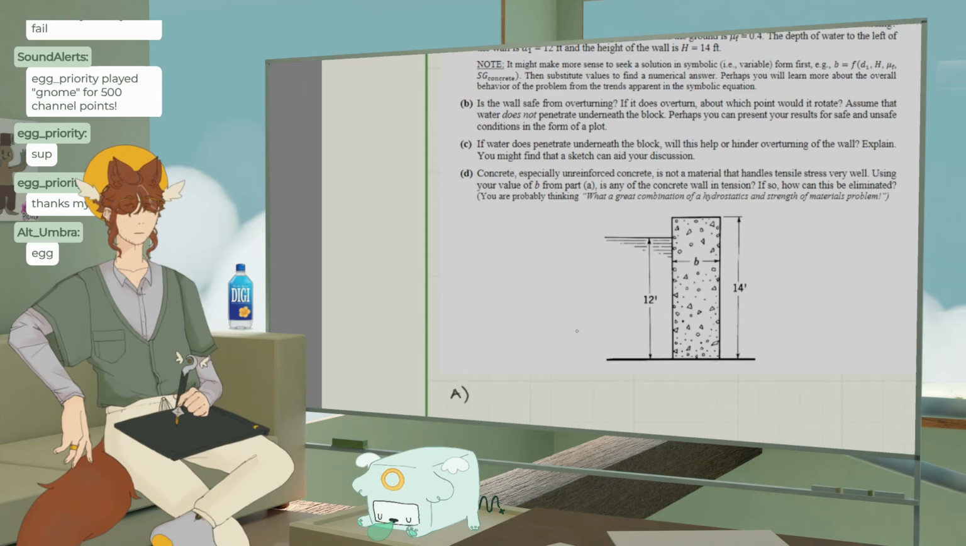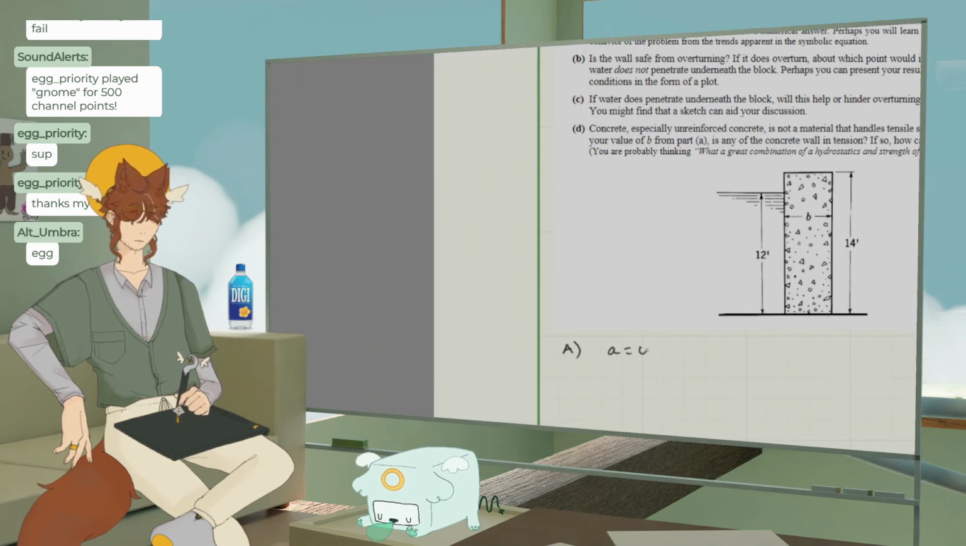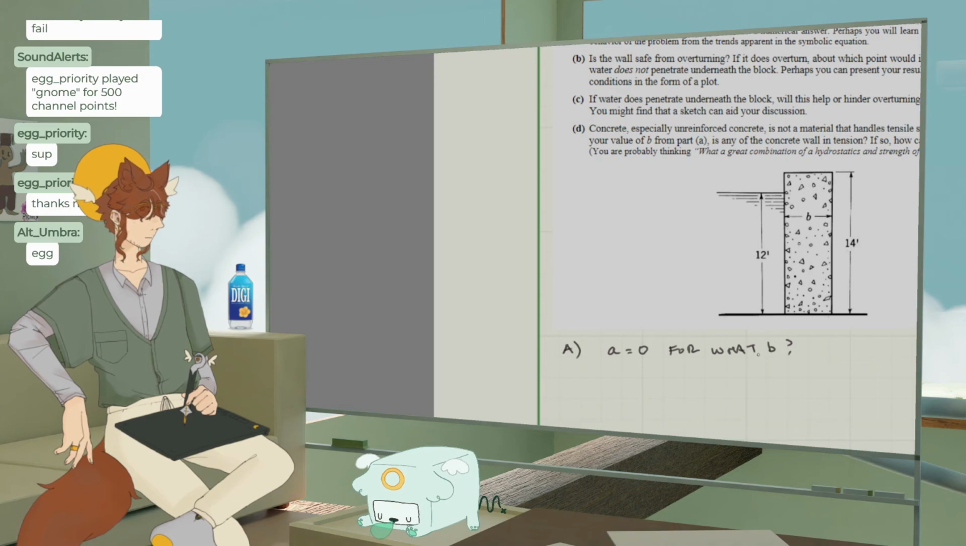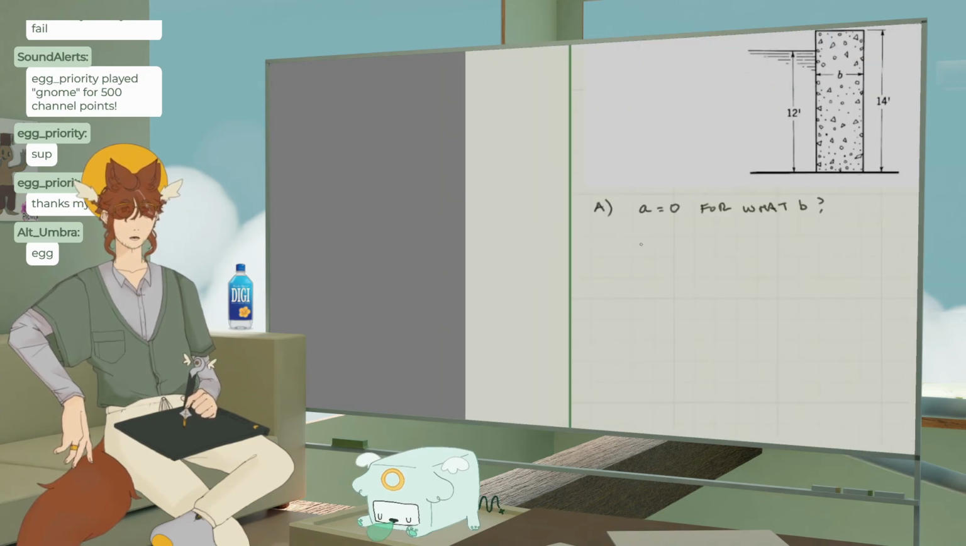Okay, to keep the wall from sliding. So it's not affixed to the ground, so it's a dynamics problem, and we're trying to say when is acceleration 0. So a equals 0 for what B? That's what we want. So we gotta set up a little dynamics.